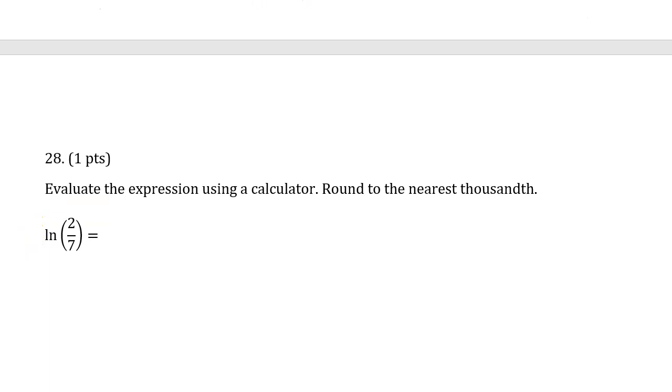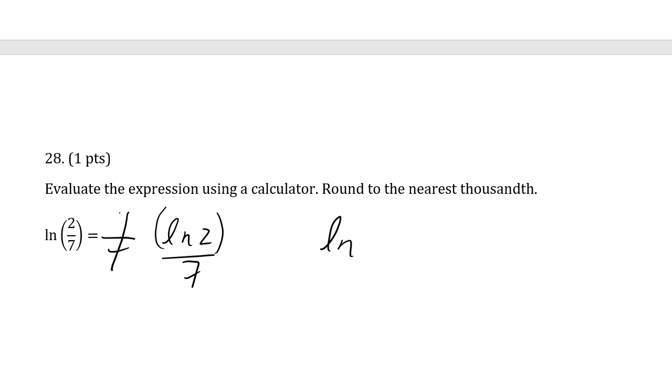Evaluate the expression using a calculator, round to the nearest thousandth. Grab your calculator and enter natural log of 2/7. Be sure that you put parentheses around the 2 divided by 7 so that you don't end up with the natural log of 2 divided by 7. And notice I took a long pause there on purpose because I was emphasizing that we do not want the natural log of 2 divided by 7 because these are not equal.